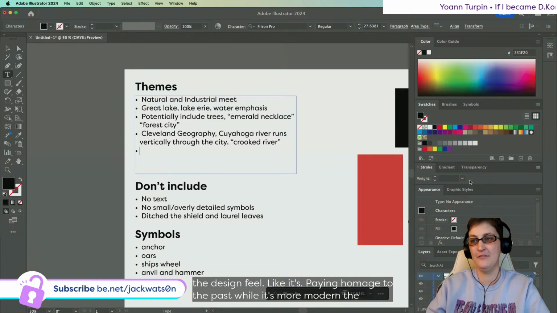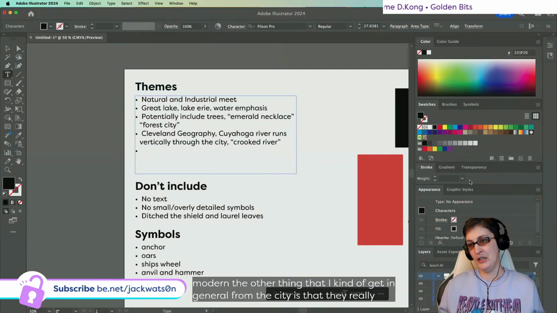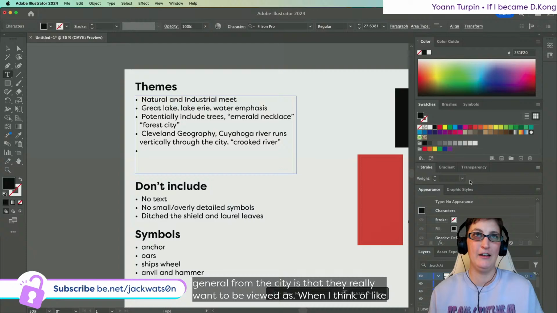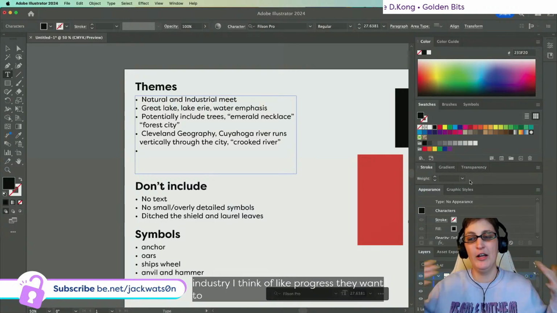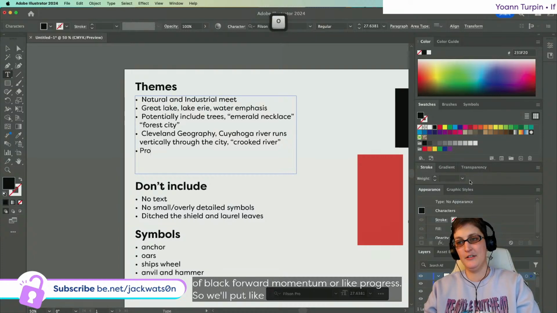The other thing that I get in general from the city is that they really want to be viewed as, when I think of industry, I think of progress. I want to have the idea of forward momentum or progress. So we'll put progress.